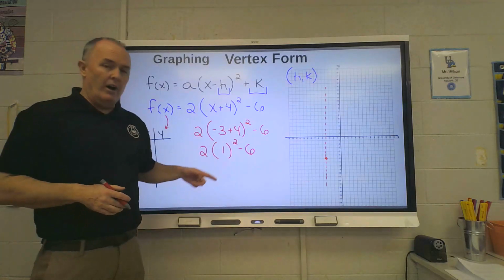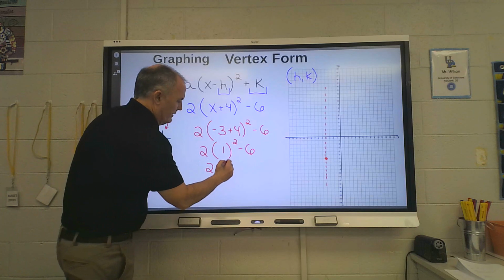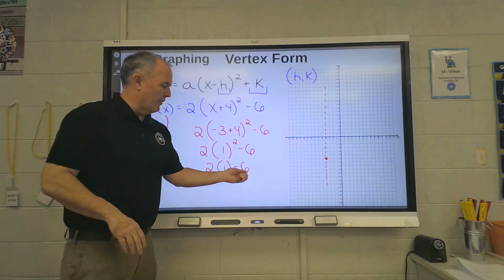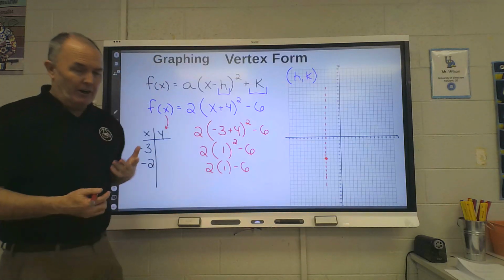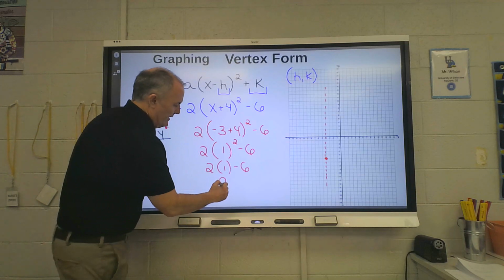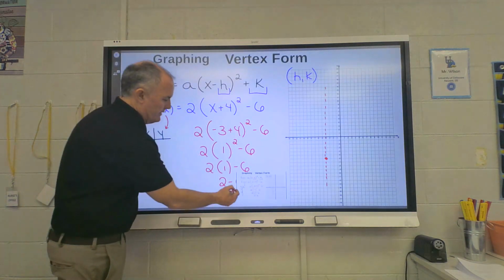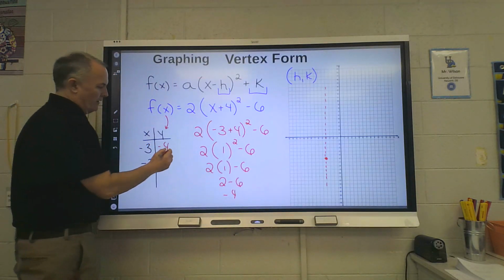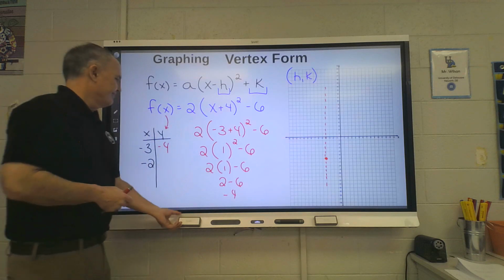Then if I square 1, I get 1. So now it's going to be 2 times 1 minus 6. I still have to follow the order of operations. I did parentheses, I did exponent, now I'm going to multiply or divide from left to right. This gives me 2 minus 6, which would be negative 4. So if my input is negative 3, my output is negative 4. All right, let's do one more because I need another point.